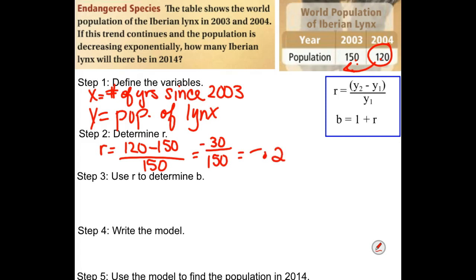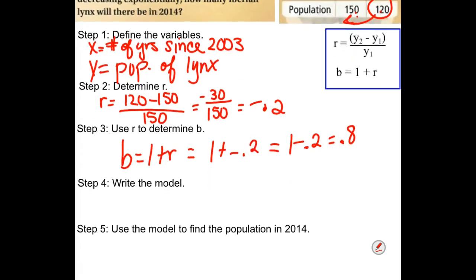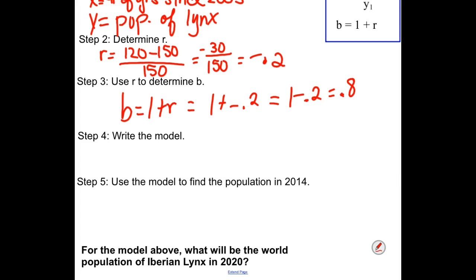Okay. So we had said earlier, remember that r, when it's decay, is going to end up being a negative value. Our b term is just 1 plus r. So 1 plus a negative 0.2 is what? 1 minus 0.2. All right. So when I go to write my model, how many lynx were there at the start? 150. We had 150 at the start. We are multiplying by what? 0.8. We found our b value to be 0.8 to the x power.